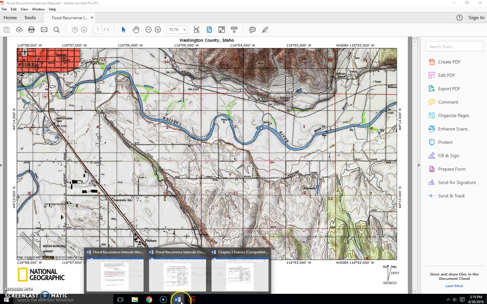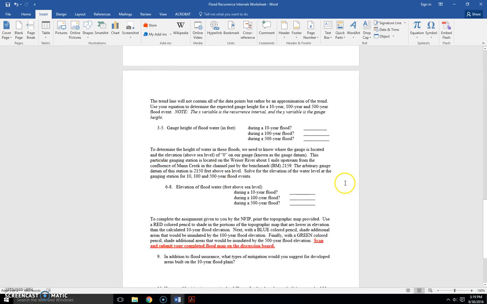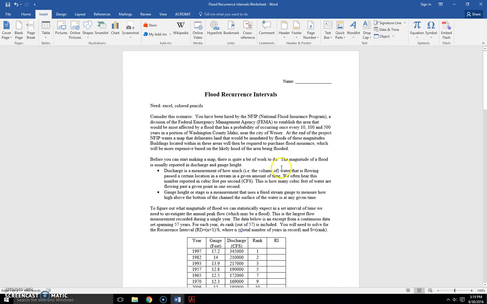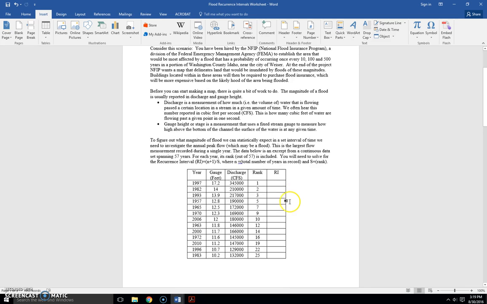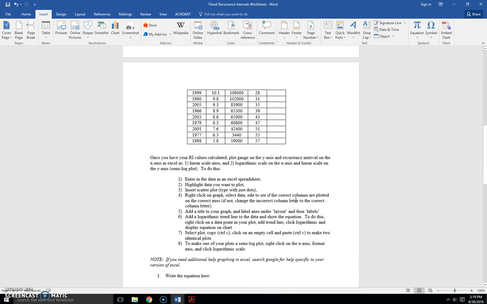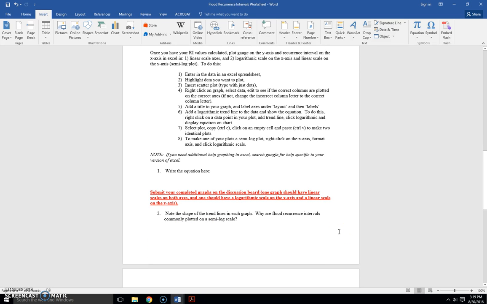So with that, good luck, have fun if you can, learn some stuff about flood recurrence intervals, and also about how flood recurrence intervals are calculated and plotted and then applied in a specific area. That's it.